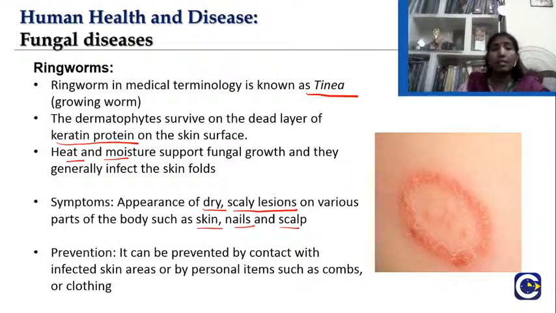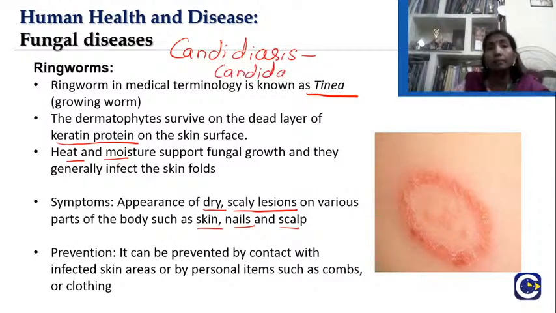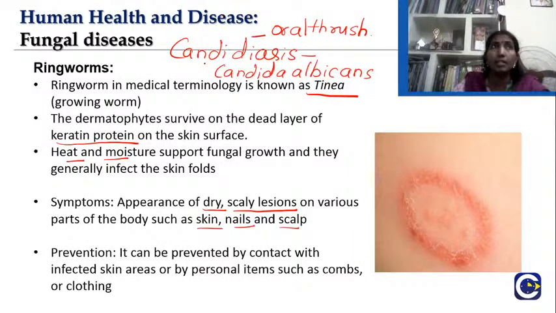There is another one I would like to tell you about, which we call candidiasis. Candidiasis is caused by Candida albicans, a fungus that causes the disease called candidiasis, or oral thrush. This disease occurs in people particularly when their immune system is compromised. The best example is the AIDS patient: those infected with HIV have a compromised immune system. The first thing they develop is a lot of fungal infections, and one among them is candidiasis.